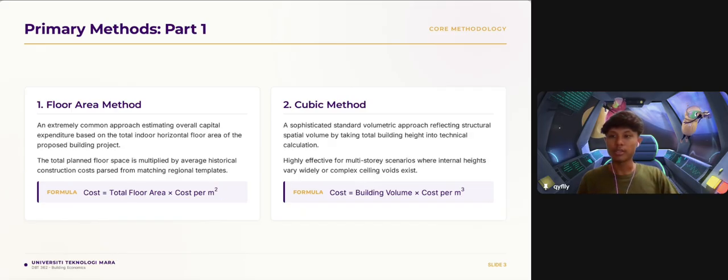For the primary methods, there are four methods used for early estimation. Let's look at the first two. First is the floor area method, which multiplies the total indoor floor space by the average local cost per square meter. Second is the cubic method, which calculates the actual volume of the building by including the height. This is really useful for tall buildings where ceiling height changes.